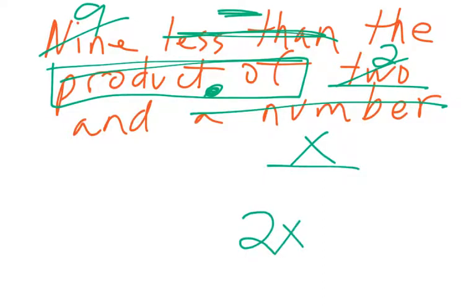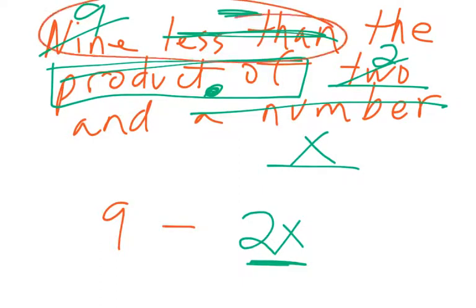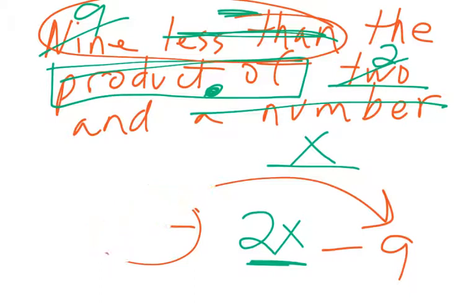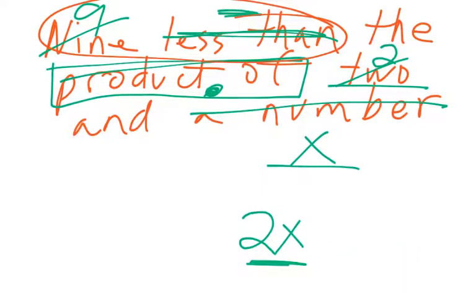The product of 2 and a number is 2x. Now to finish it, remember we had 9 less than? So you might think the answer is this, but it's not. Remember, less than means you're taking away from something else. So the final answer, this actually goes over here. Your final answer is actually 2x minus 9. Okay? Because it's 9 less, meaning you're taking that away from 2x. So again, your final answer is 2x minus 9 for this problem.